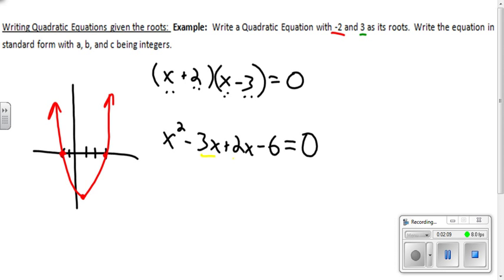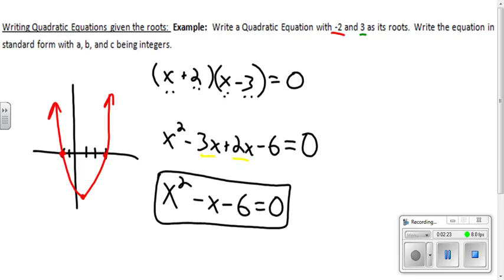We're almost done here. We just need to combine our like terms. X squared, -3x, and +2x is going to be -1x, or just -x, and -6. And we need to always make sure that we set it equal to 0. So this would be our quadratic equation in standard form for an equation with roots of -2 and 3. In this case, our a value is 1, our b value is -1, and our c value is -6.